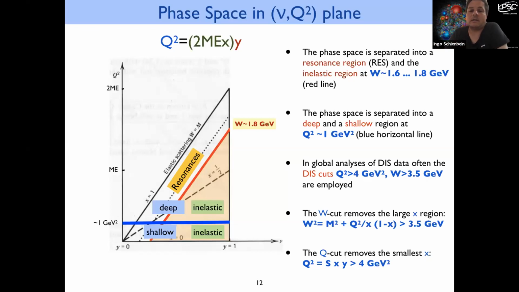And then, as I said, in global analyses of DIS data, often the cuts Q squared bigger than 4 GeV squared and W bigger than 3.5 GeV are employed, for example. And so a W cut, if you look at the formula, removes the large x region. And the Q cut removes the smallest x because Q squared is sxy. And if this has to be bigger than something, that imposes a limit on x, which can't be too small.